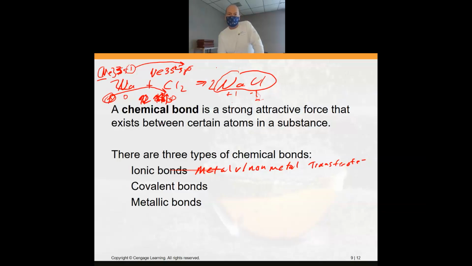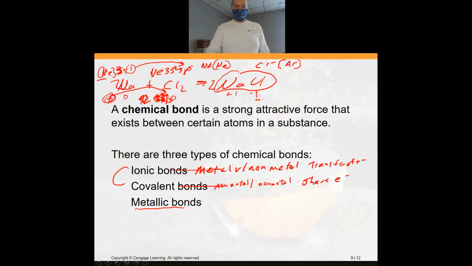That's why Na is going to be plus. The electron configuration of Na+ is simply a neon core. The electron configuration of Cl- is simply an argon core. And so that is why the electron is going to be transferred. When you're looking at covalent bonds, now you have a nonmetal with a nonmetal, and they share electrons. And then metallic bonds we will do later. We're going to focus on ionic and covalent bonding.